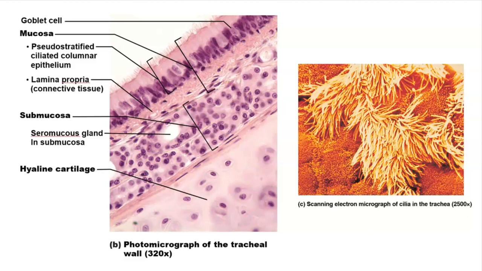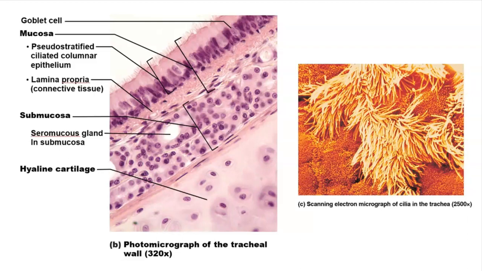Cilia line the surface of the mucosa, and we also see that there are small populations of goblet cells that are embedded within the mucosa, and those function to produce mucus and secrete the mucus onto the surface of the pseudostratified columnar epithelium. This helps to trap dirt, dust, and any debris that makes its way into the larynx. And then the cilia help to move the trapped dust particles and debris particles away from the trachea.